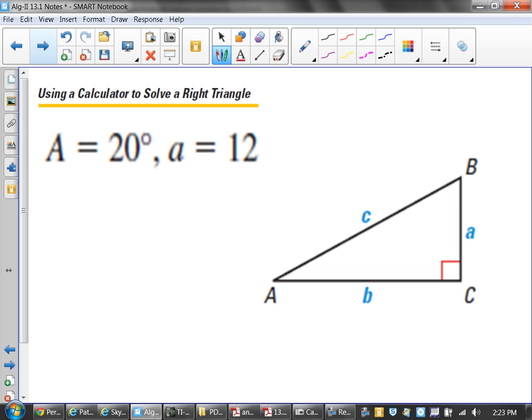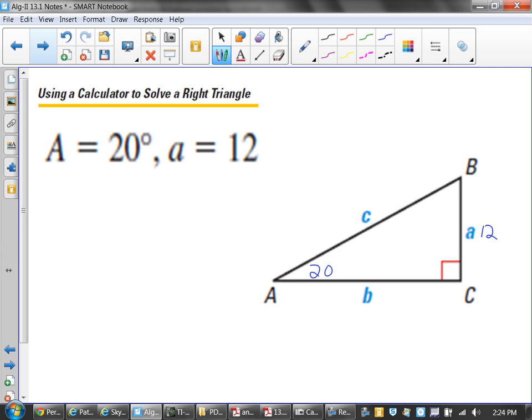Take your calculator out, you can't do that one in your head. I don't have a calculator right now. Now you'll notice that you're probably going to be given 2 of the sides. I know the 20 and I know the 12.